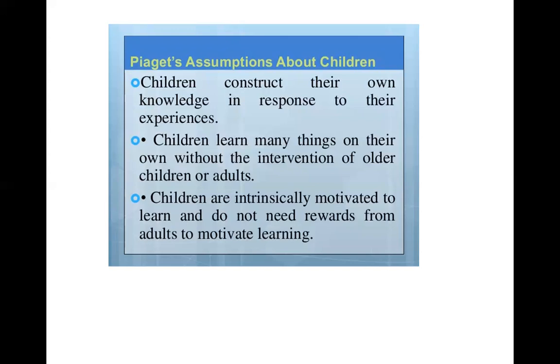What are the main assumptions of Piaget about children? He says children construct their own knowledge in response to their experiences. According to Piaget, whichever type of experiences children have in their lives, they try to construct their own knowledge. That's why all children have different experiences in their life, and that's why all children have different types of knowledge, as they have different types of experiences.